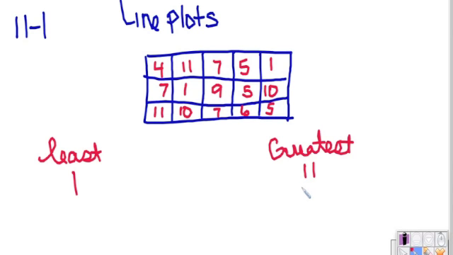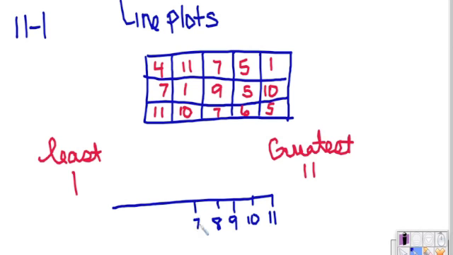Okay, now the next thing we do is we need to make a number line that goes 1 to 11. No point making a number line that goes to 20 when 20 isn't even a value up here. Okay, so I'm going to take my line here and I mark 11, 10, 9, 8, 7, 6, 5, 4, 3, 2, 1.